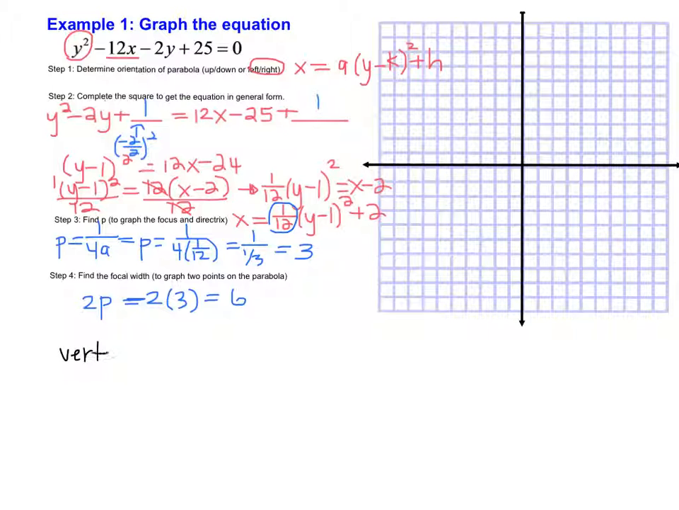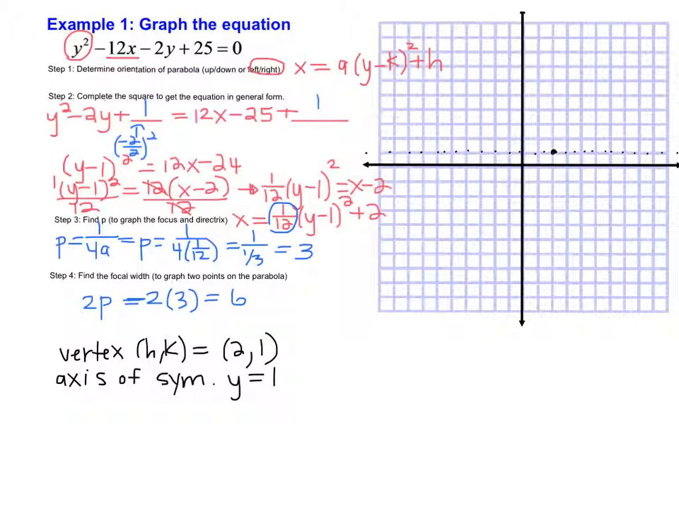So the vertex, we know, is always (h, k). So in this problem, the h is on the outside, so that's 2. k is on the inside, so 1. So we have the vertex, 2, 1, I'm going to put that there. Just like before in chapter 7, our axis of symmetry then is just the line that goes through that vertex. Now remember, we have a parabola that's either facing left or facing right. So the axis of symmetry is horizontal. So that's going to be the equation y equals 1.